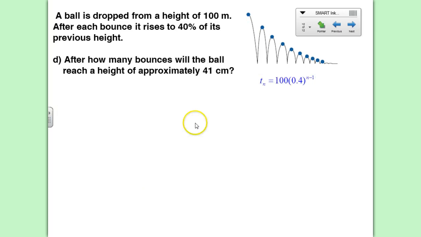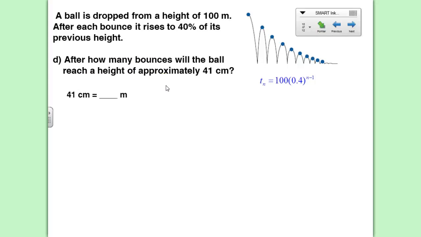Now part D, a ball is dropped from this height, same question. After how many bounces will the ball reach a height of 41 centimeters? All right, so now you're bouncing, you go, I wonder when it reaches. And that might have some significance in terms of the context of the question. Maybe after it's bounced that high, the game stops or something, I don't know. But in this case, they want to know after how many bounces will it bounce less than 41 centimeters, or how many bounces will it reach that approximate height?